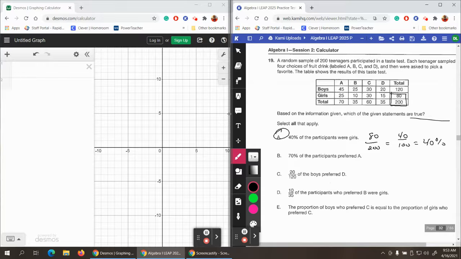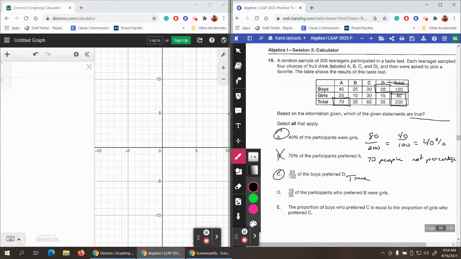70% of the participants preferred A. All right, so this is 70 people out of the boys and girls out of the 200. So this is 70 people, not percentage. So this is false. 20 out of 120 boys preferred D. So that is D right here. 20 boys out of the 120 boys preferred D. That's true. So that's an answer.